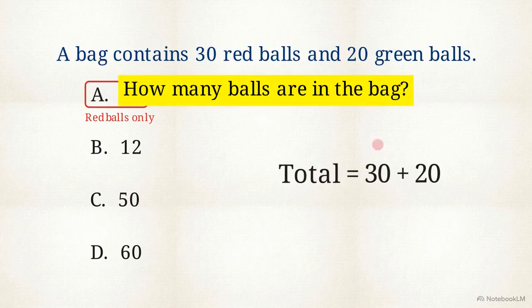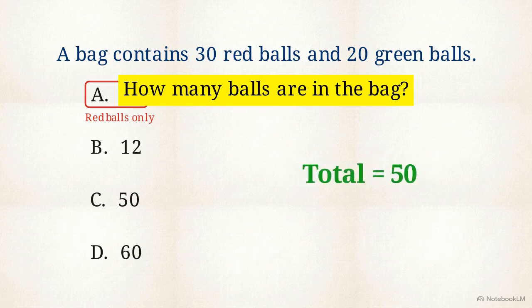To find the total sample space, we must add our 30 red balls back to the 20 green balls we already had. 30 plus 20 is 50. There are 50 balls in total, making option C the correct answer.